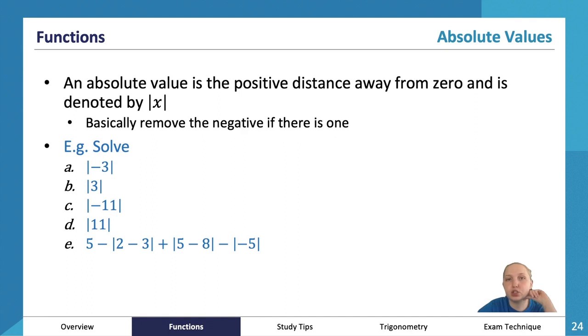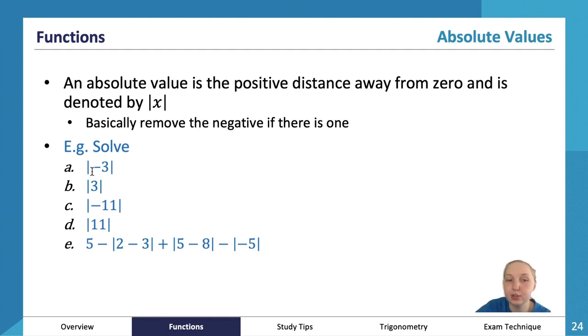Yeah, so it's pretty much just the distance away from 0 that something is, disregarding the fact that it's moving in the positive or the negative direction. It's just like the absolute positive distance away from 0. So I'll quickly go through these.